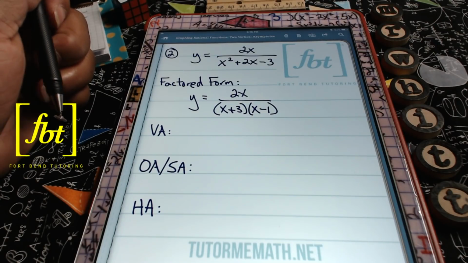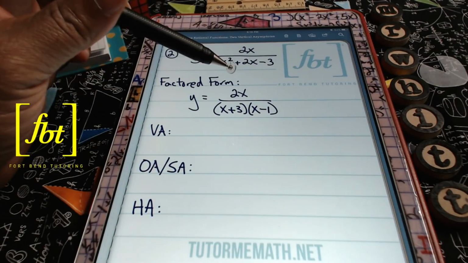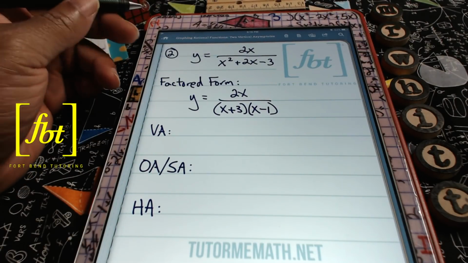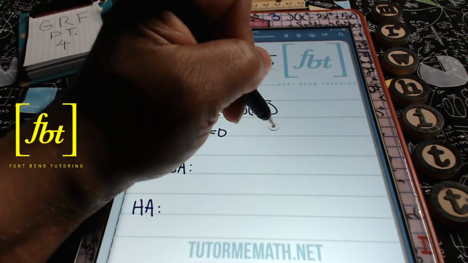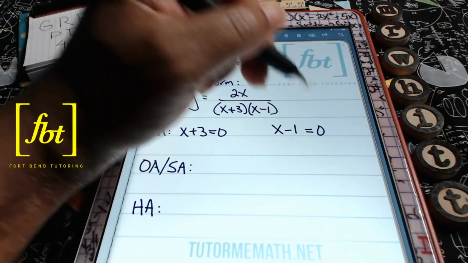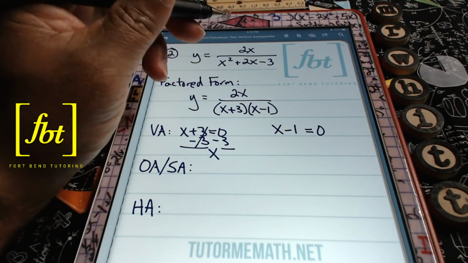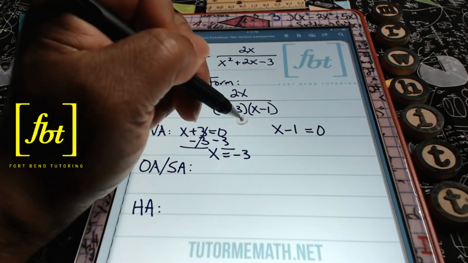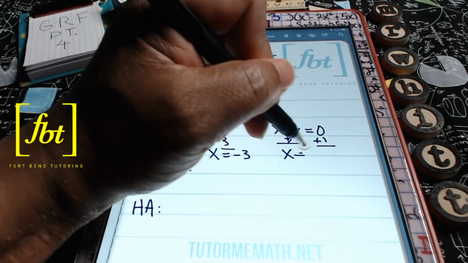Therefore, no holes. Then when it comes to our vertical asymptotes, all we have to do is set our factors in the denominator equal to 0 and solve for them. So you'll have x plus 3 equal to 0, and x minus 1 equal to 0, and then, of course, you'll solve for each. So that informs us that we have a vertical asymptote that is x equals negative 3, and we also have a vertical asymptote that is x equals 1.